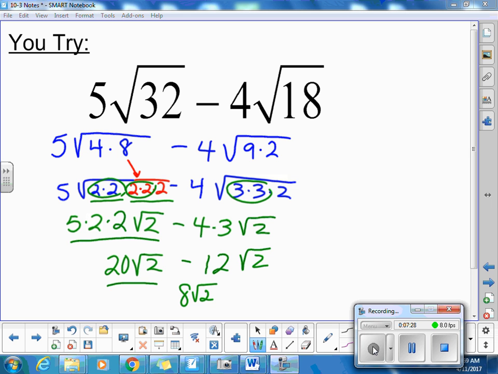So that's that side. Then the other side, I broke my 18 up into 9 times 2. So I have 4 times the square root of 9 times 2. 9 is 3 times 3, times the 2 that we started with. So I end up taking out a 3. So 4 times 3 is 12. So I get 20 square roots of 2 minus 12 square roots of 2, which is 8 square roots of 2.